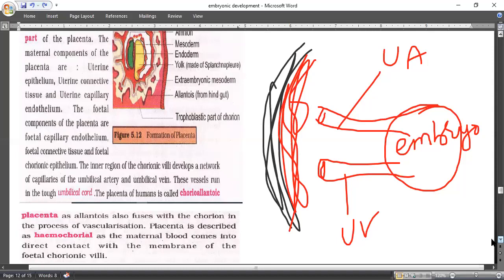In the human placenta, the inner region of the chorionic villi develops a network of capillaries of the umbilical artery and umbilical vein. These vessels run in the tough umbilical cord. That tough umbilical cord means slowly the placenta is becoming much tightened. So now, in my view here, what is the function of an artery? Arteries are for supply, isn't it? So you should show the direction like this. Veins are for collection, isn't it?